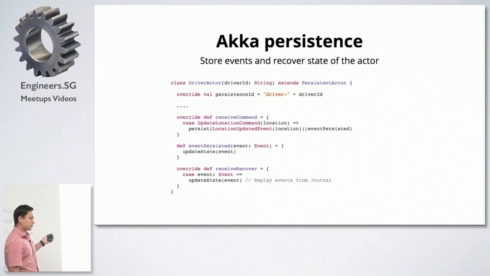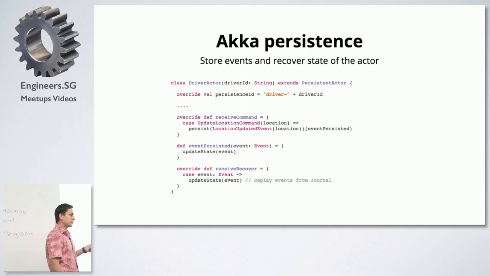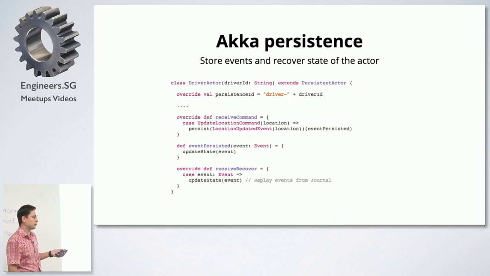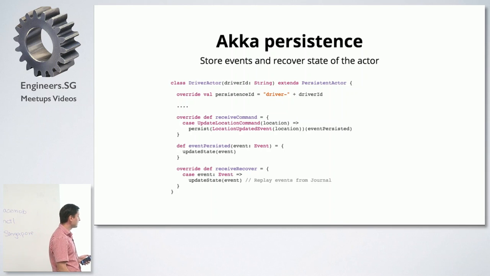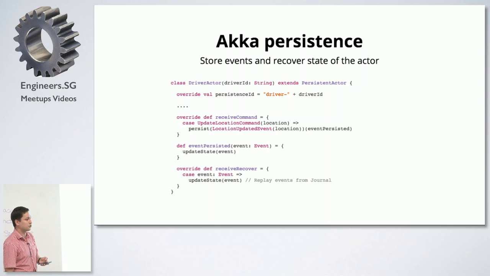But the problem with that approach is that if you kill that actor or restart the system or just do a deployment of a new version, you will lose all the data. And it's not what we want. We want to keep everything. So here comes persistence, Akka persistence. It's a wrapper, and it supports pretty much every data store that you can name. Mongo, Cassandra, various SQL servers, even Kafka.